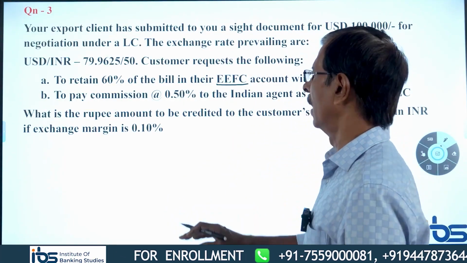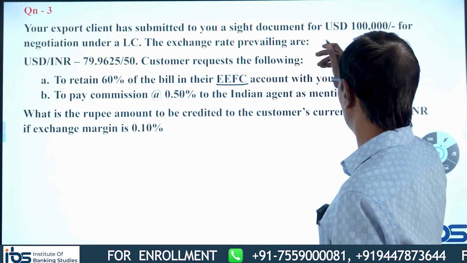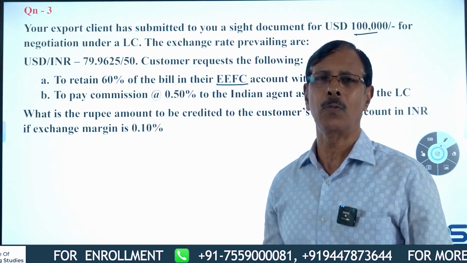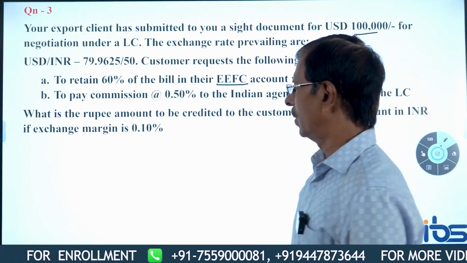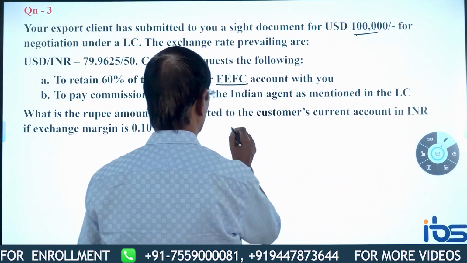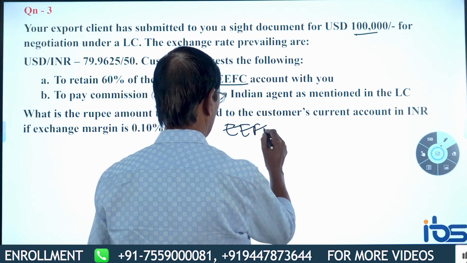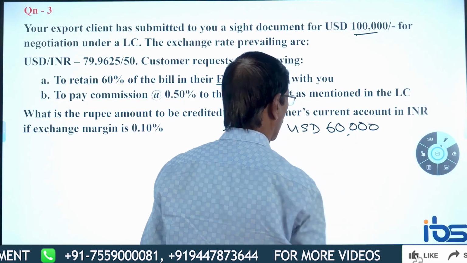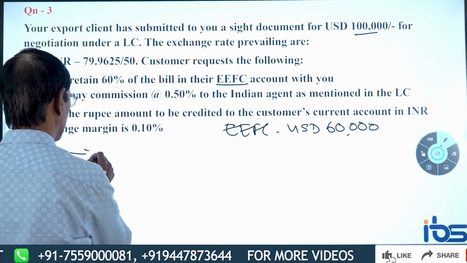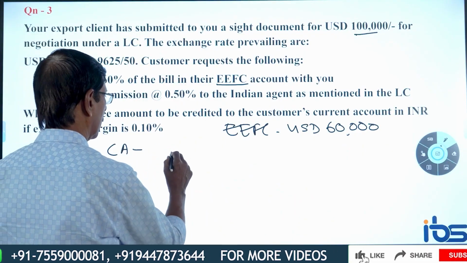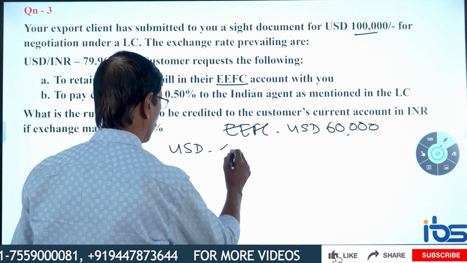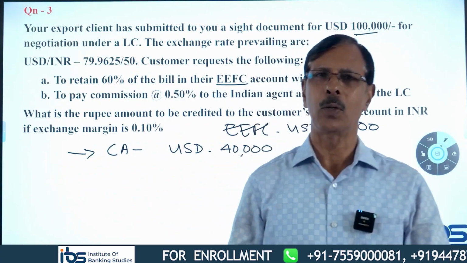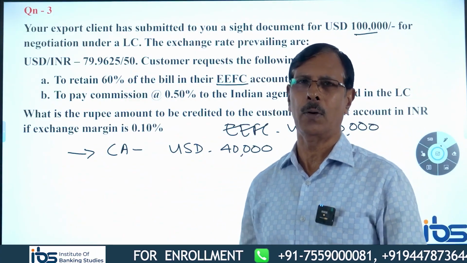Here the customer says, I don't want the entire amount. The value of the bill is 1 lakh. You retain 60% in EEFC. What's 60% of 1 lakh? 60,000 USD. So USD 60,000 will be parked in the EEFC account. How much will be converted to Indian rupee for the current account? The amount credited will be the rupee equivalent of USD 40,000. That 40,000 needs to be converted and credited to the current account of the customer.